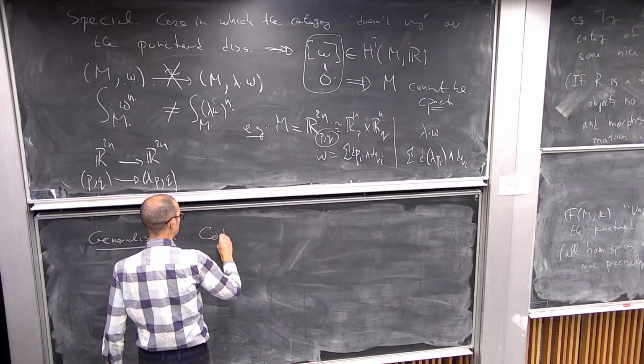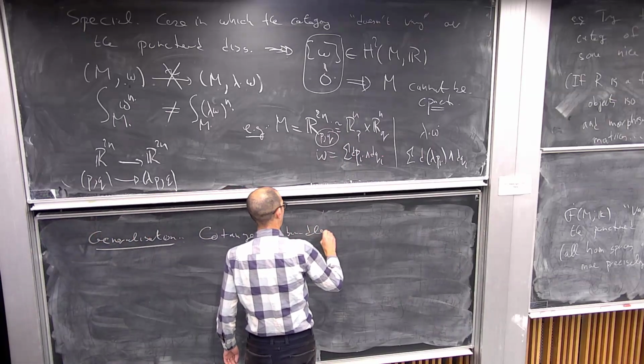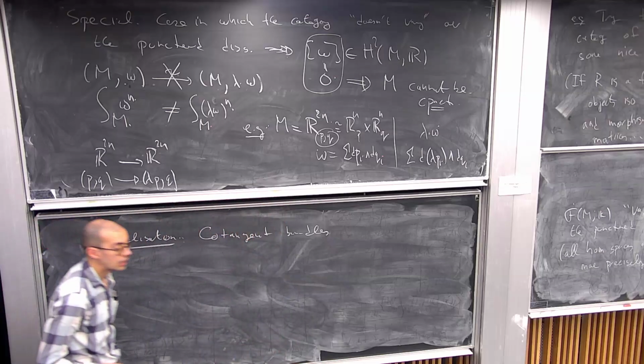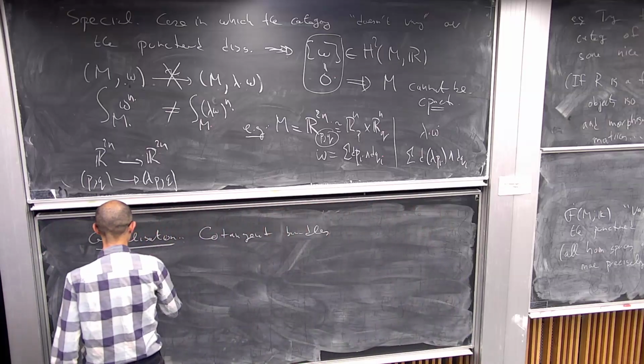So cotangent bundles. This is where we see some non-trivial information coming from differential topology. So let Q be a smooth manifold.